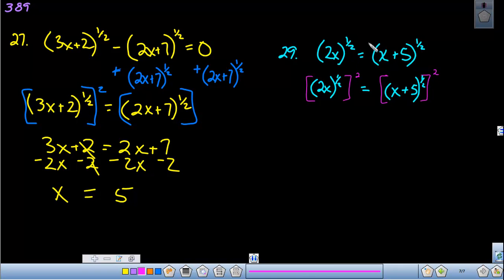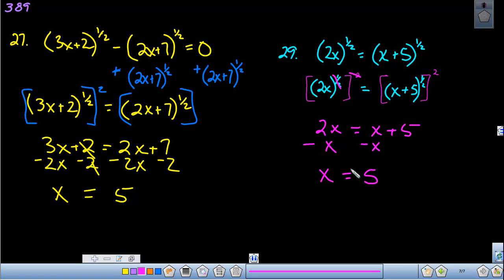It's ready to go because we have that rational equaling the rational. We're going to square both sides, and as we do, it just removes the powers there. We get 2x is equal to x plus 5. And once again, this is turning out to be a very simple question. And the final answer is x equals 5.